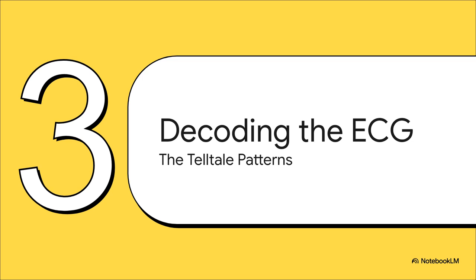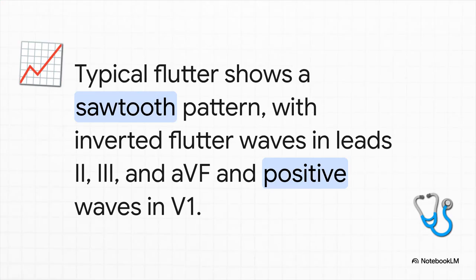So we have these two totally different electrical events happening. How does that actually look on an ECG? This is where you're going to make the call, so let's decode these patterns. For your classic, typical atrial flutter, the signature look is that sawtooth pattern. You're looking for these very distinct, regular flutter waves. Pro tip, they often show up best as upside-down waves in the inferior leads. That's leads I, 3, and AVF.